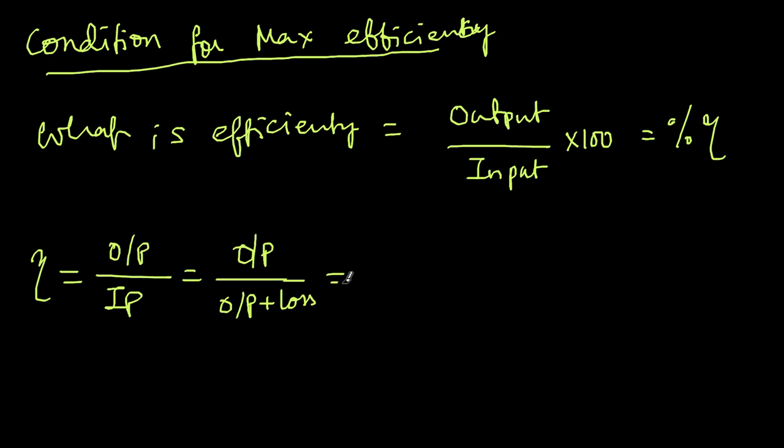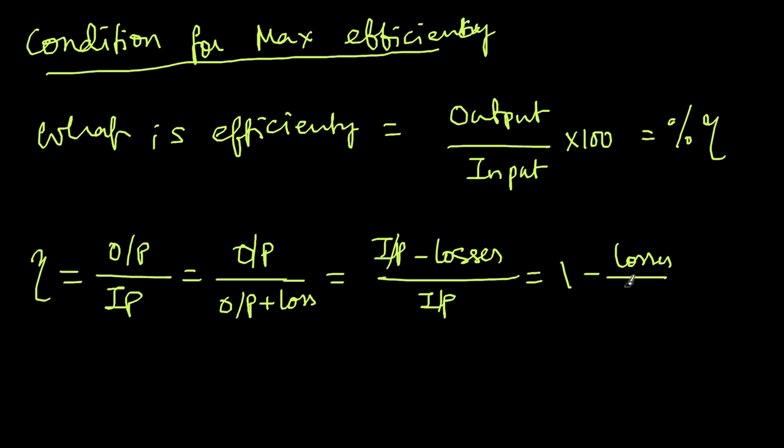Which is also equal to, now what is output? Output is nothing but input minus losses, divided by input. Now if I divide by input in both terms, I get 1 minus losses by input. So these are 4 different formulas for finding the efficiency. That is fine. Now come to the condition for maximum efficiency.